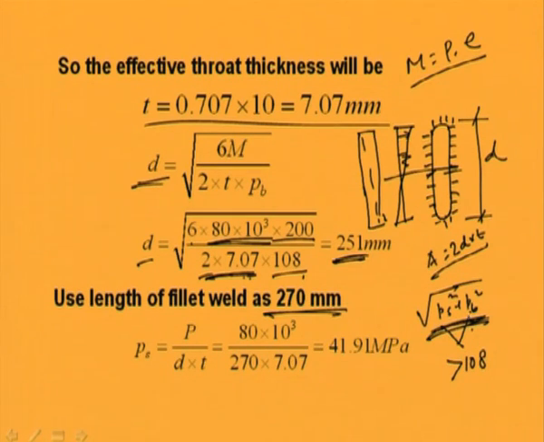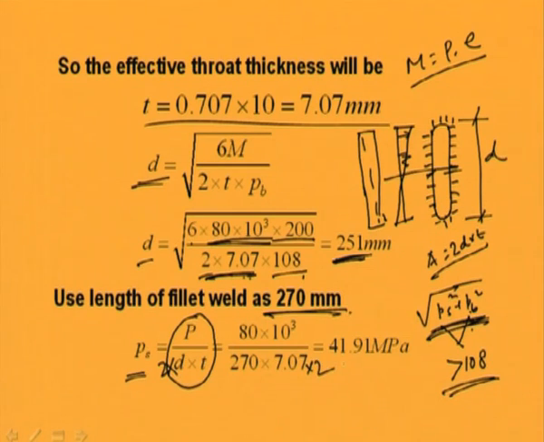So whatever length is coming, if we consider the same length, then the resultant will definitely be more than 108. That is why, to be on the safer side, we increase it by some percentage of the original one. So in place of 251, we are using say 270, and let us check whether the length of fillet weld we have considered, 270, is okay or not. So if 270 mm length of fillet weld is used, then Ps will become P by D into T into 2, because 2T is there.